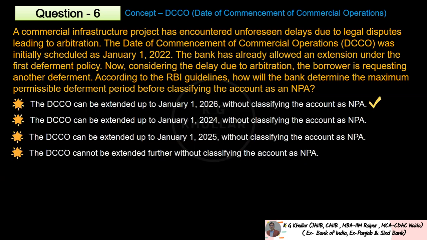Friends, I hope the concept is clear to you. On first deferment, the date was extended by 2 years. Then next, in case of arbitration, the date was extended for another 2 years. So the total deferment was D plus 4 years.